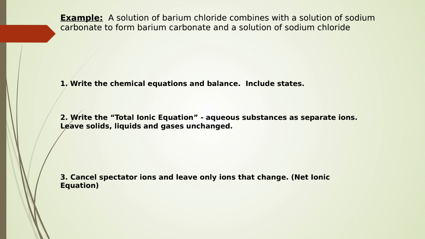So let's run through an example of a net ionic equation. Here's a reaction. It says a solution of barium chloride combines with a solution of sodium carbonate to form barium carbonate and a solution of sodium chloride. Stop the video and write out your balanced chemical equation right here, and make sure that you include the states. When you're done, come back and keep playing the video.